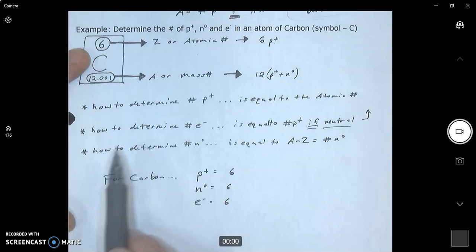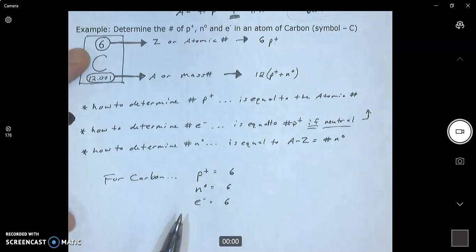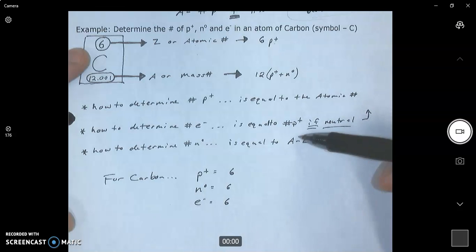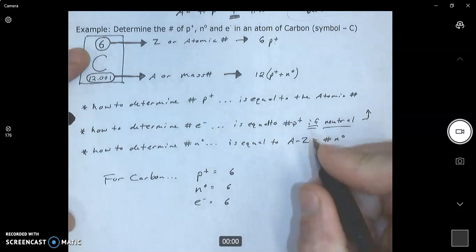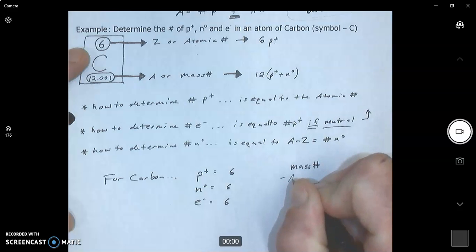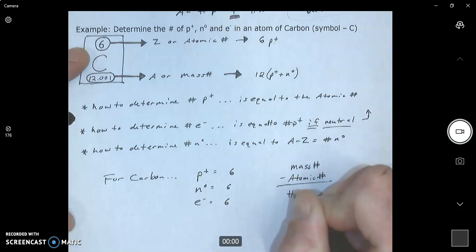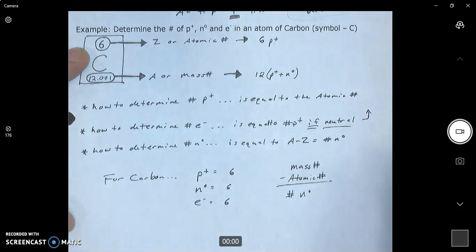Then how do we determine the neutrons? Well, if the protons in the nucleus are the atomic number, and the mass number is protons and neutrons together, we have to take the mass number minus the atomic number. So take your mass number minus your atomic number, and that's going to give you the number of neutrons. So for carbon, the mass number is 12 minus the atomic number of 6. We're going to end up with 6 neutrons.